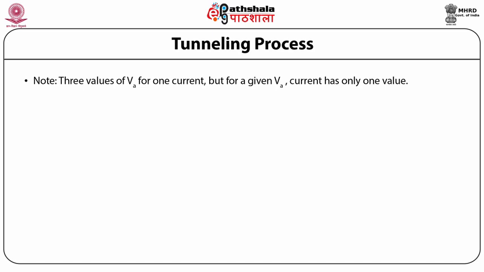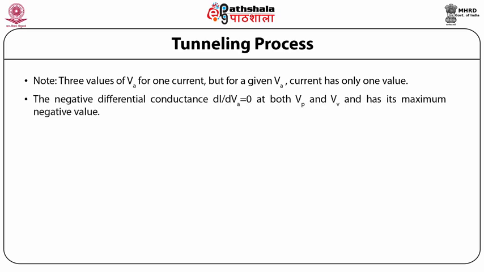Now there is a note to be made here: there are three values of V_A for one current, but for a given V_A, the current has only one value, because the dynamic resistance exhibited by the tunnel diode is a voltage-controlled negative resistance. So the negative differential conductance, that is dI by dV_A, is equal to 0 at both V_p and V_v and has its maximum negative value in between.